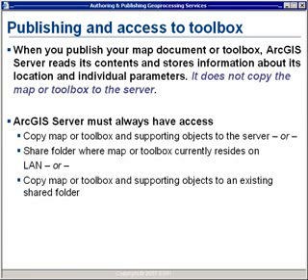You can do this in several ways. The simplest way is to copy the map or toolbox and all the supporting objects to the server. That's the method that we're using for these demonstrations. You can also share the folder where the map or toolbox currently resides on the local area network, and then make sure the ArcGIS SOC process, the ArcGIS SOC user, has access to that folder, or you can copy the map or toolbox and all the supporting objects to an existing shared folder. So those are the three options for making sure that the ArcGIS Server processes have access to the toolbox and the map. Copy them to the server, share the folder where they're currently located, or copy them to a currently shared folder.